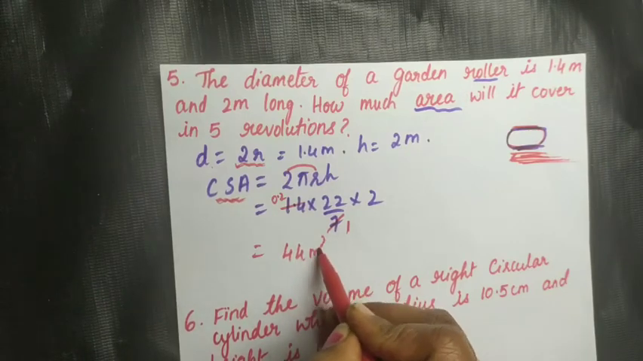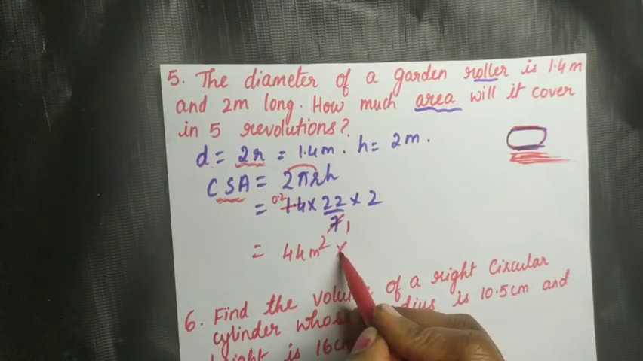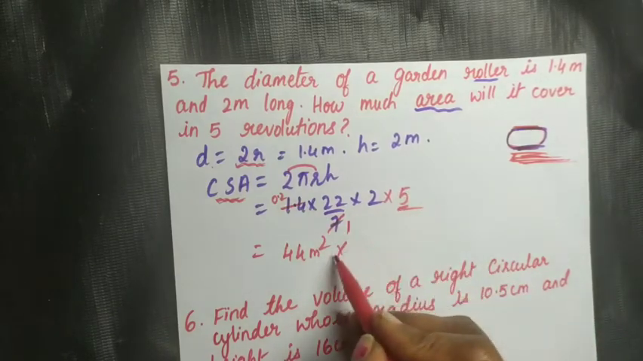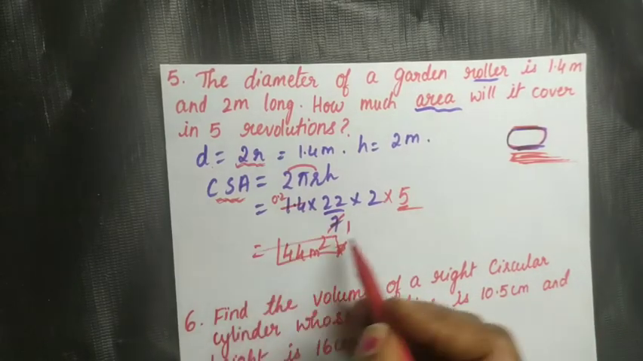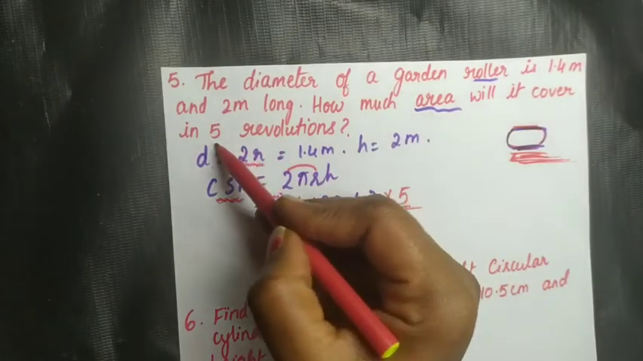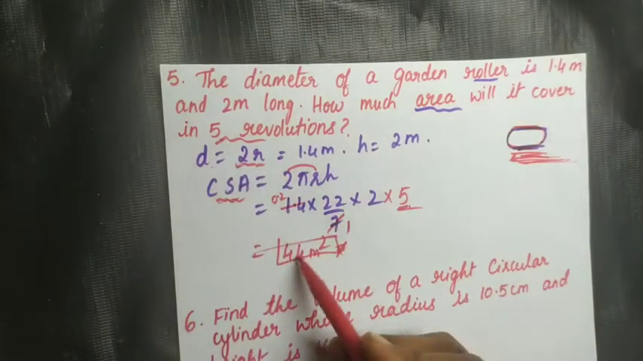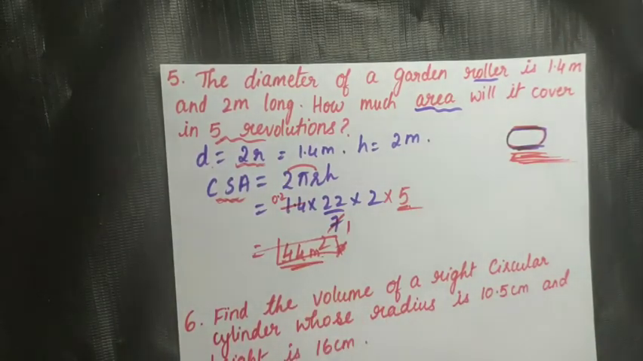meter square. I get this by multiplying by 5, so you can multiply directly by 5. You get 44 meter square. Why am I multiplying by 5? Because it is 5 revolutions. So after multiplying by 5, we are getting 44 meter square. This is the answer.